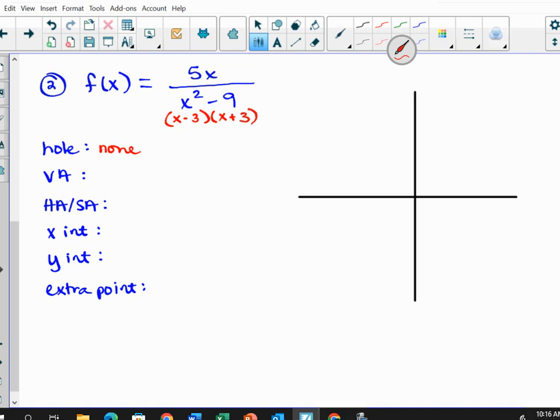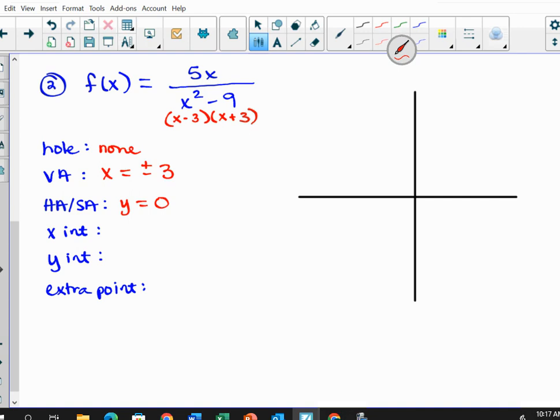Does everybody see how we have two vertical asymptotes though? Okay. At both positive and negative 3. What do you think? Horizontal or slant asymptote? Horizontal. And what is it? 0. Okay, good. Yes. Bottom heavy, always 0. Good.